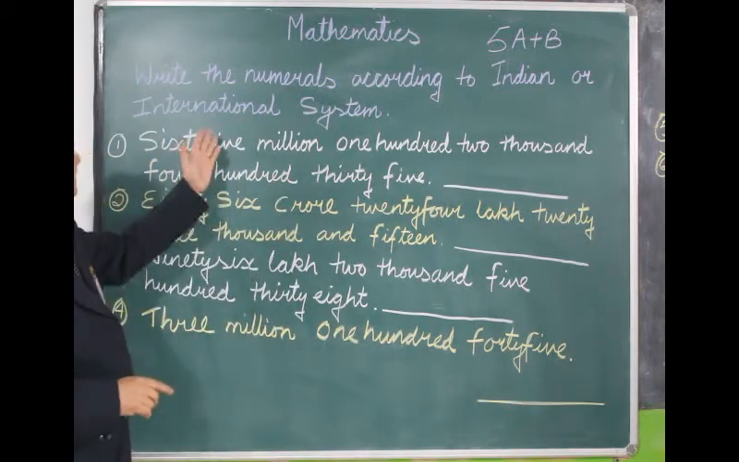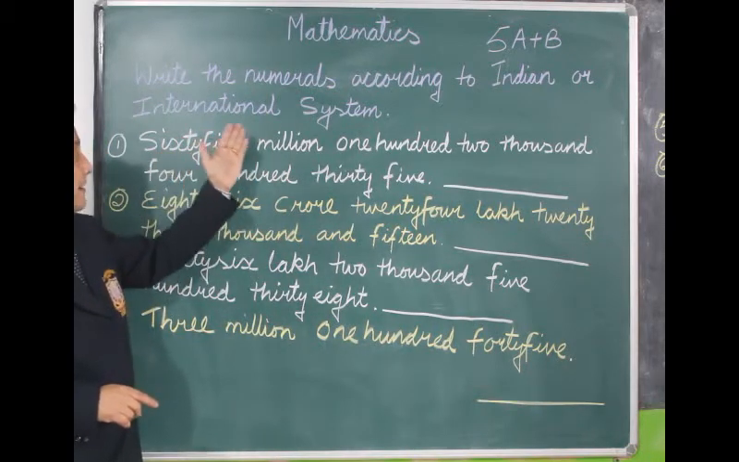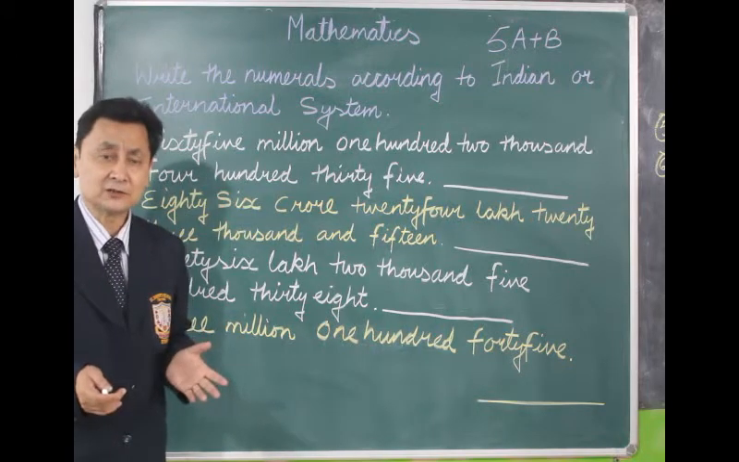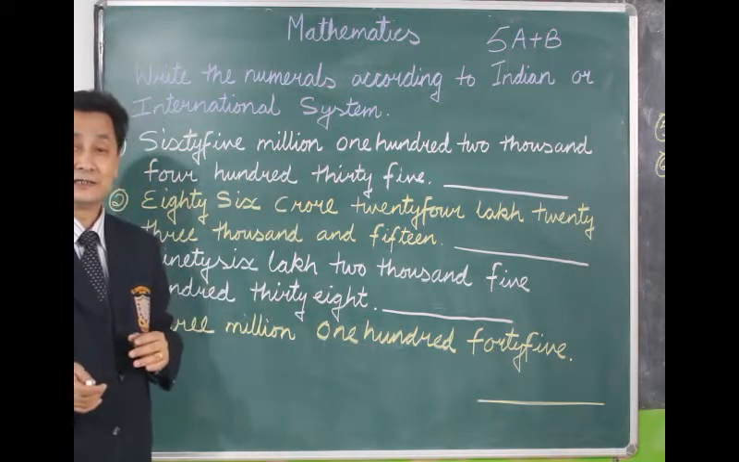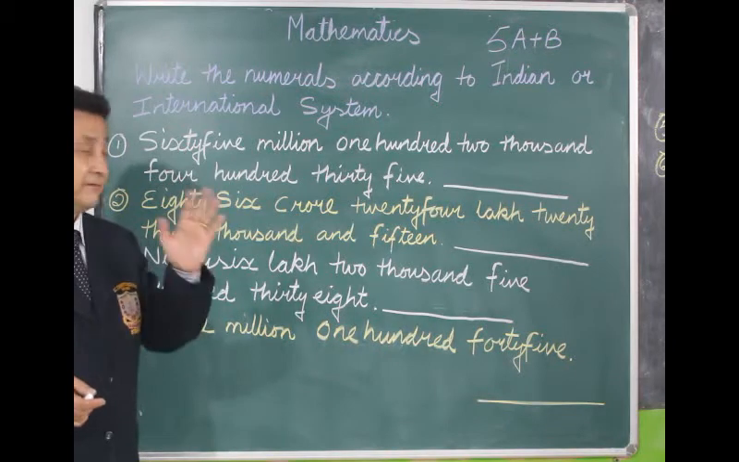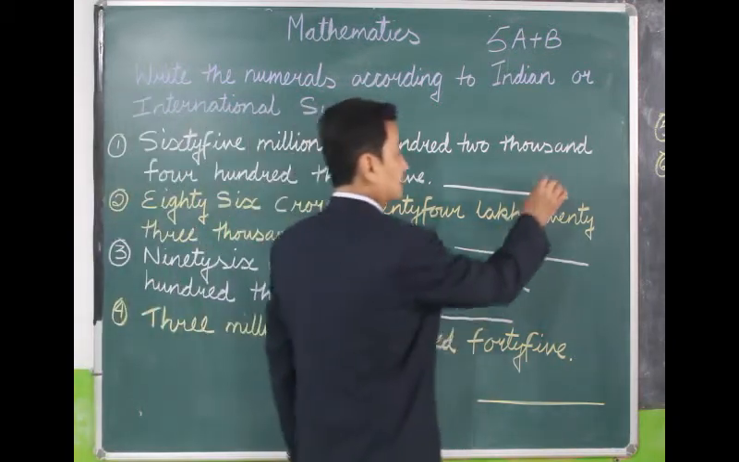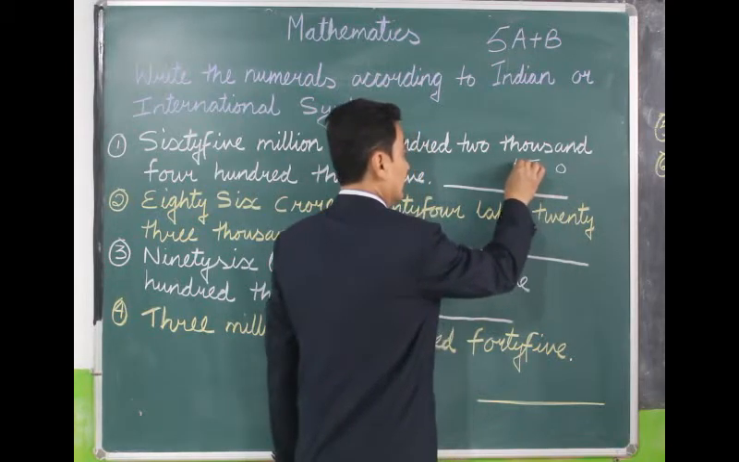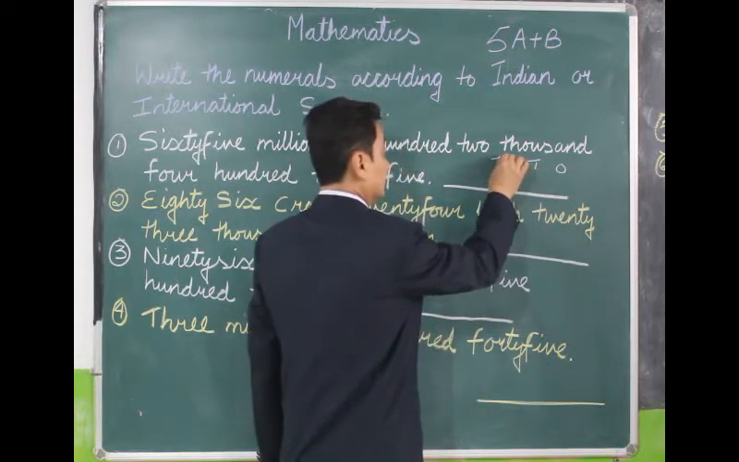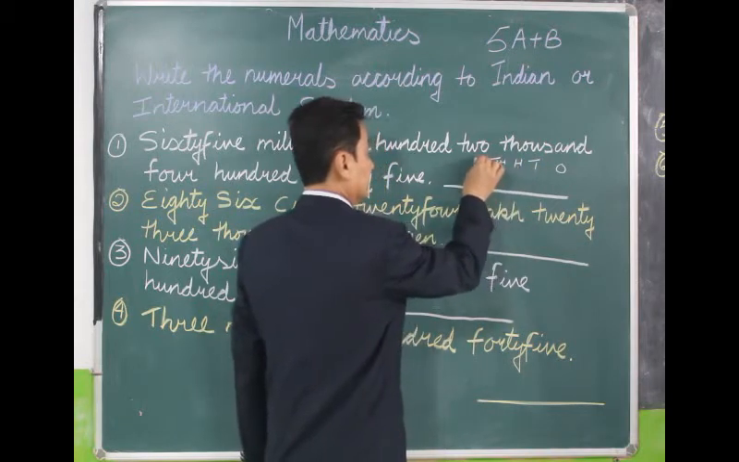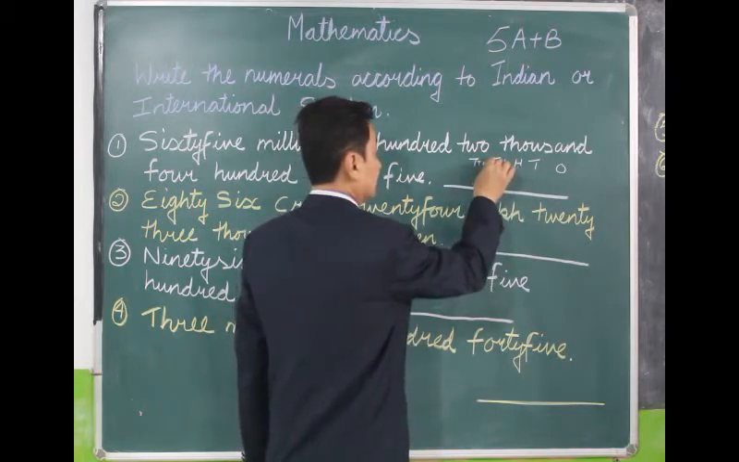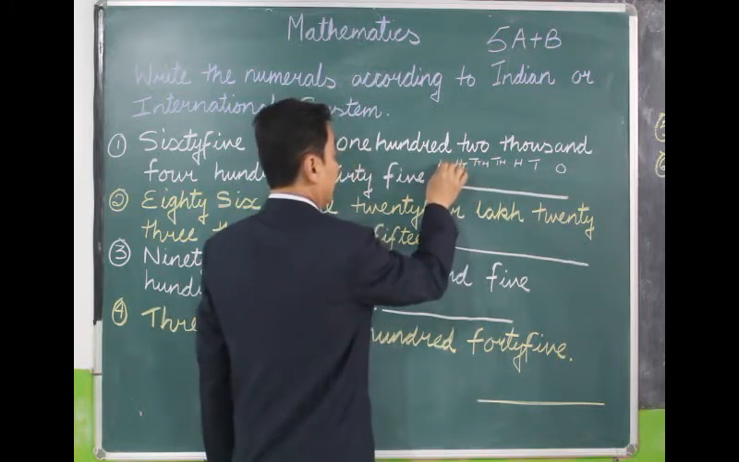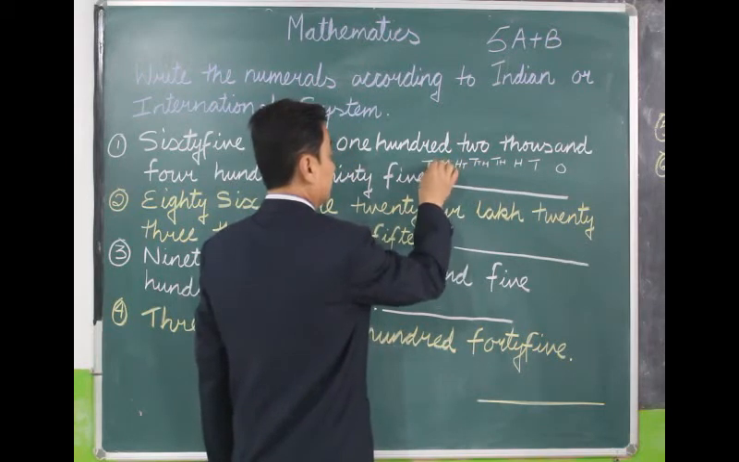So here it says 65 million. Now which system? Indian or international? Million means international system. We can do this by putting the place value. Ones, tens, 100, 1,000, 10,000, 100,000, it's the million, and 10 million.